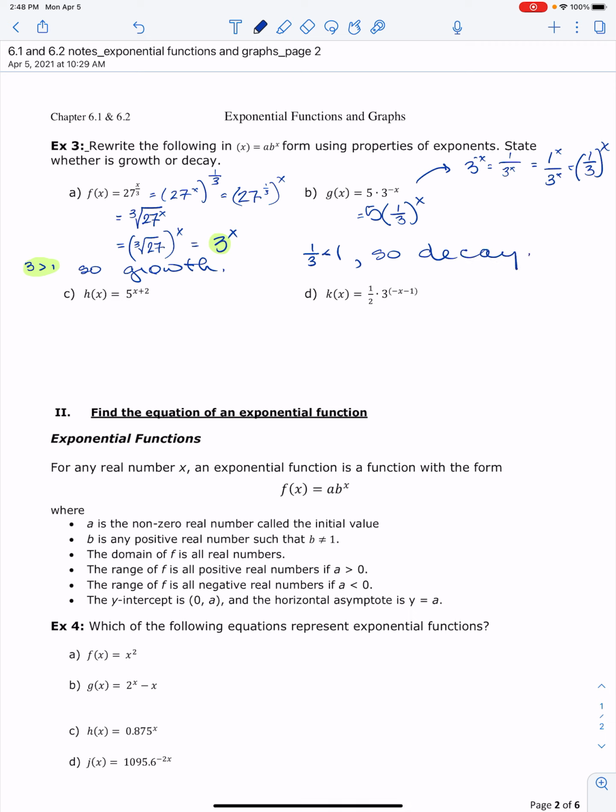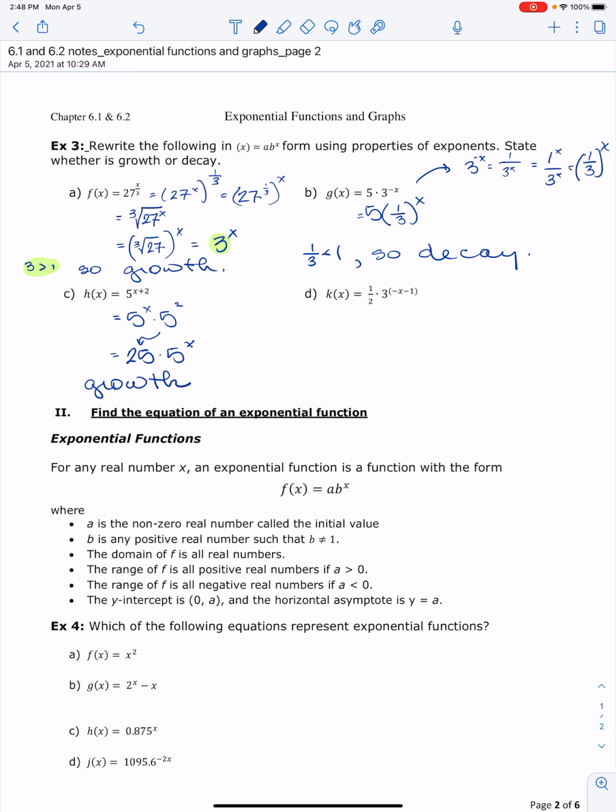H of x, we've got 5 to the x plus 2. Remember, our exponent should just be x. So I'm going to rewrite this as 5 to the x times 5 squared. And then I'm going to reverse the order. 5 squared is 25. I get 25 times 5 to the x. 5 is greater than 1, so this is growth.